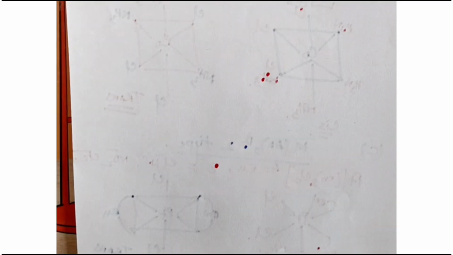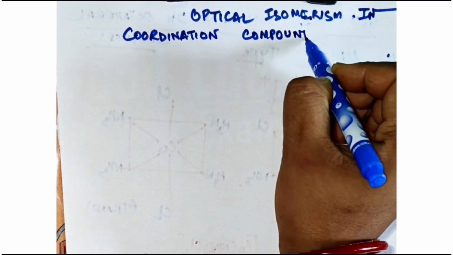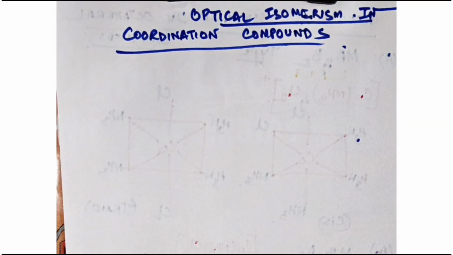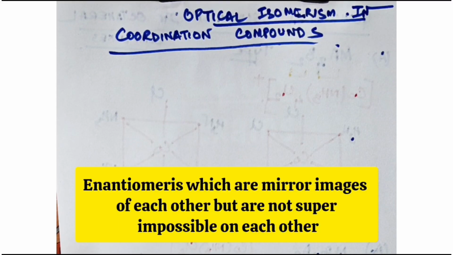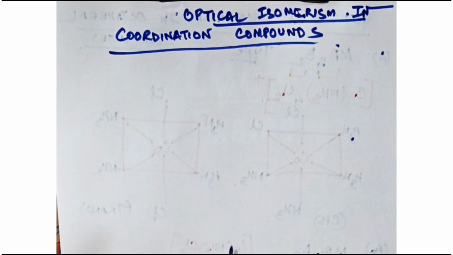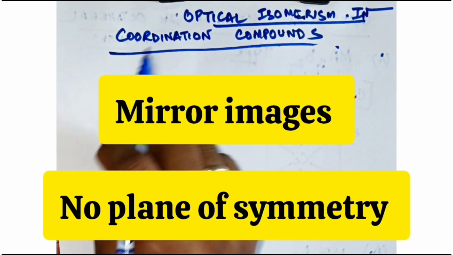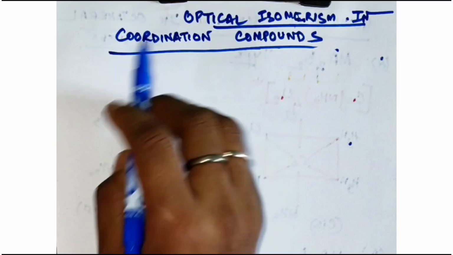Okay. Now we will go for optical isomerism in compounds. So what will be the molecule which gives optical isomers? Optical isomers are enantiomers, which are mirror images of each other. These mirror image compounds are non-superimposable on each other, and they do not possess any plane of symmetry. So optical isomers are those which are mirror images of each other, but not superimposable mirror images. These are called enantiomers or optical isomers.